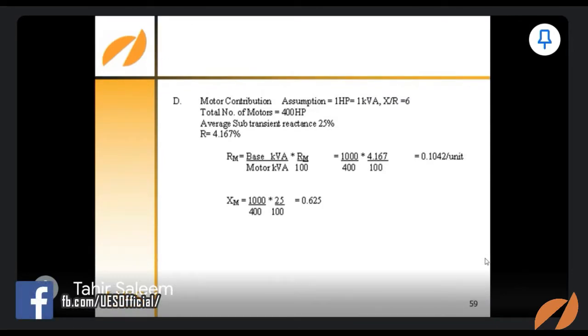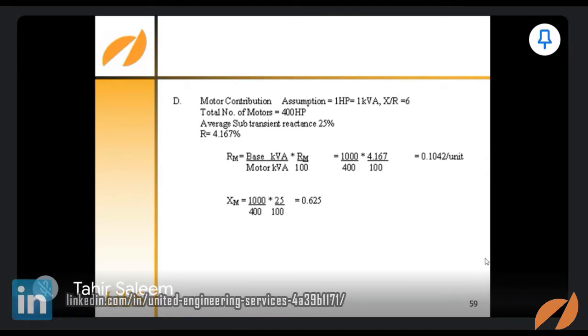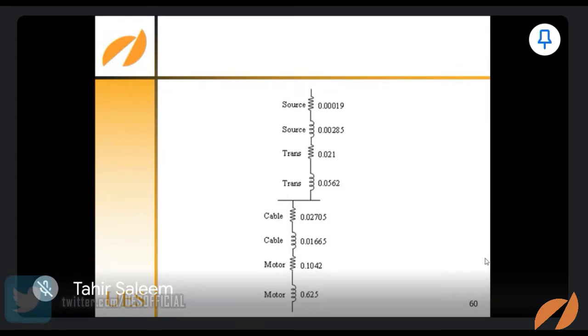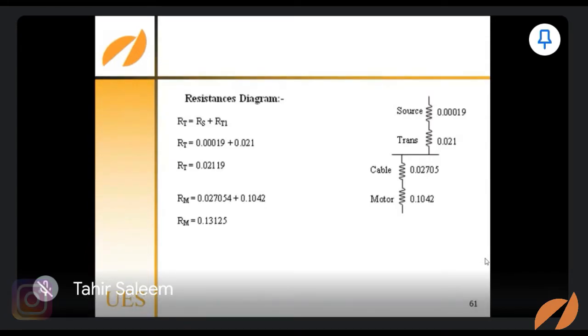For the motor contribution, 1 horsepower is equal to 1 kVA, and the X/R ratio is equal to 6. The total number of motors is 400 horsepower. The average sub-transient reactance is 25%; we have assumed it. And R is equal to 1.467. So base kVA, R and X we have calculated. Now you can draw a diagram, resistance and reactance, then separate them: the resistance in a separate circuit and the reactance in a separate circuit. You can see over there we have calculated the resistance diagram and found the total resistance.